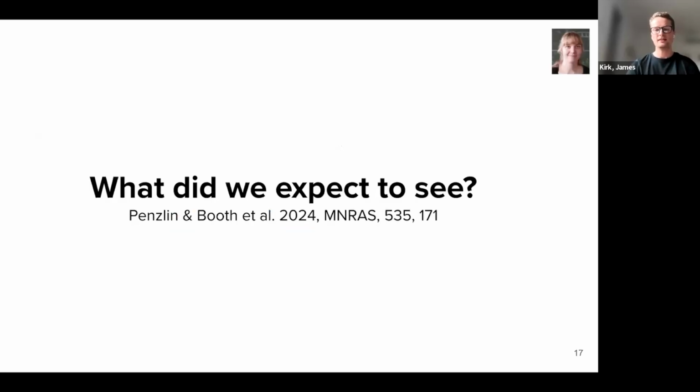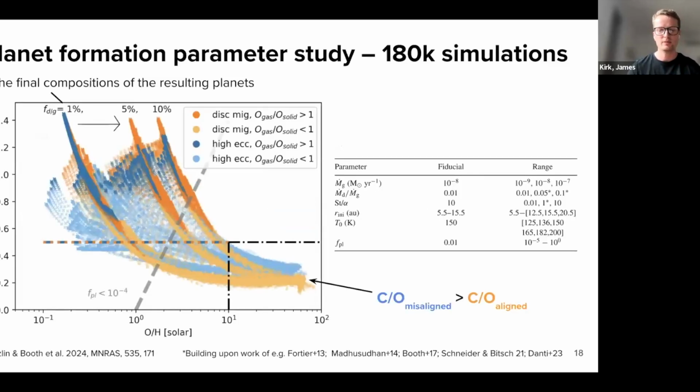So what did we expect to see? Well, Anna Penslea and Richard Booth did a large simulation analysis of planets forming in various disks. And indeed, they ran 180,000 different simulations spanning a wide range of accretion and disk parameters that are tabulated on the right-hand side here.